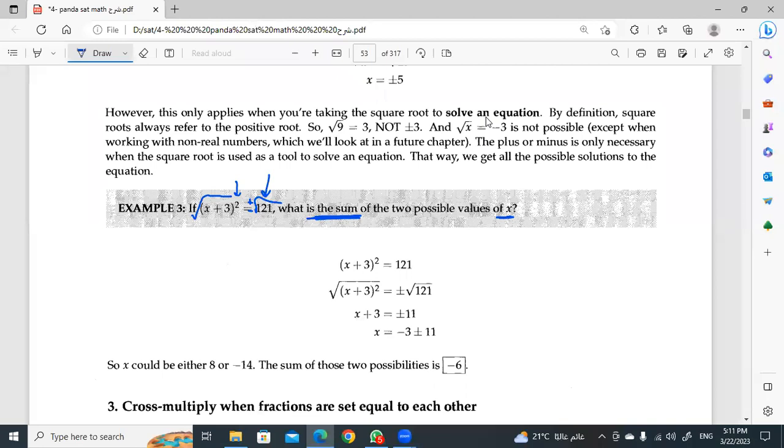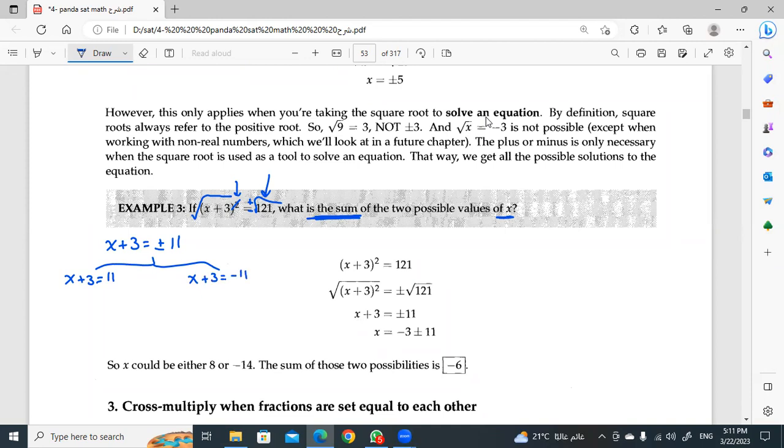So after this, the square root will cancel the square. So I will get x plus 3 equals positive or negative the square root of 121, which is 11. So I have two ways. First, x plus 3 equals 11. And the second way is x plus 3 equals negative 11.